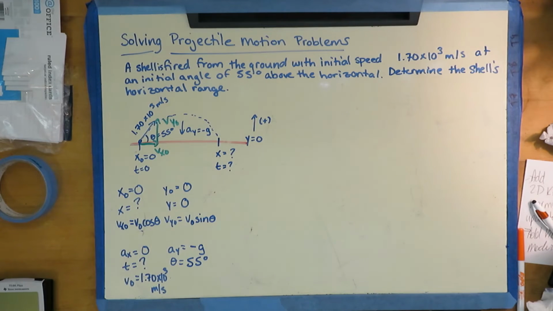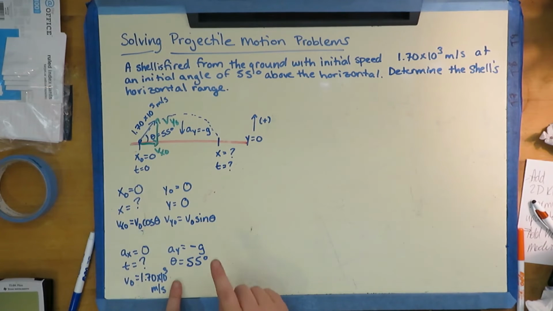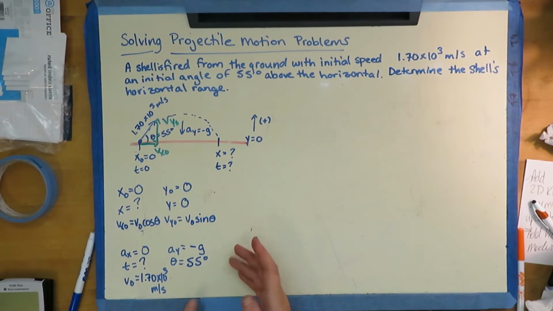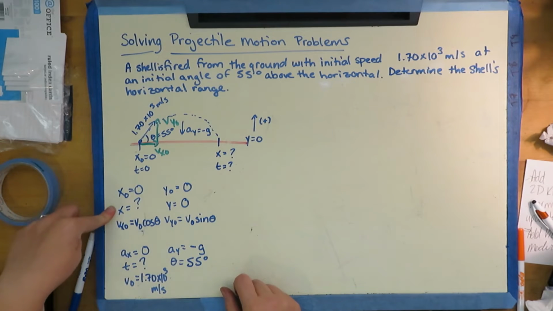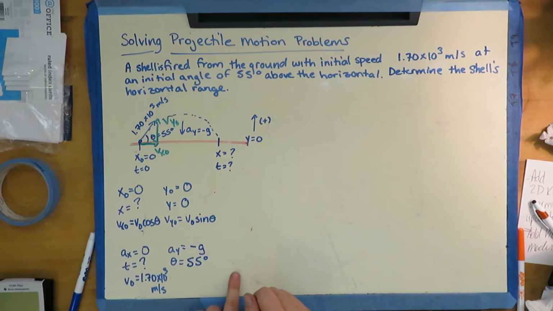Now, the next thing I would do is think about, what do I know the most about and what can I find? Well, I know a lot of information in the y direction. I basically know everything in the y direction except for time. But I'm ultimately looking for x. So although I know a lot about y, just because I have 2 dimensions doesn't mean I have to use both. So let's go and see.